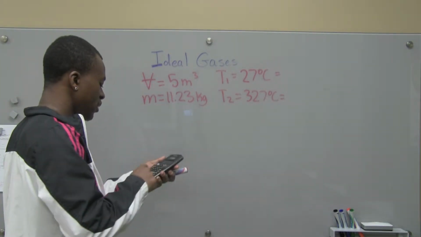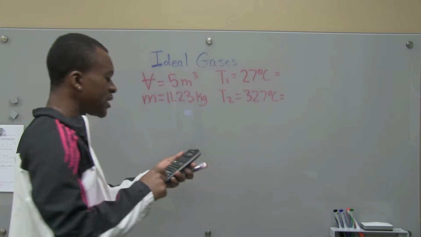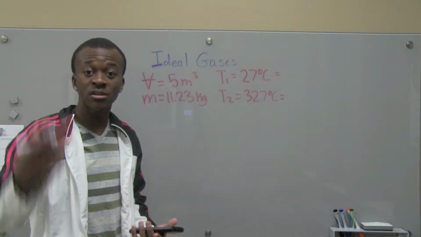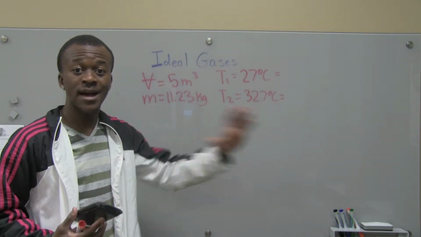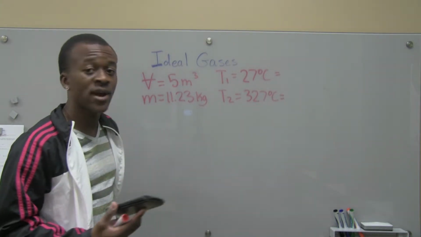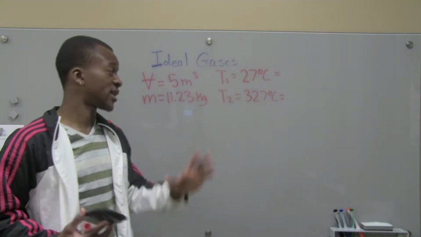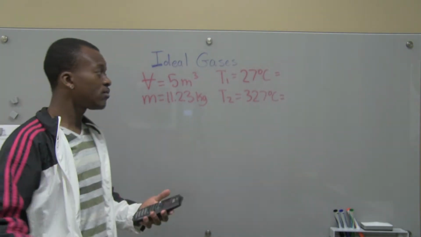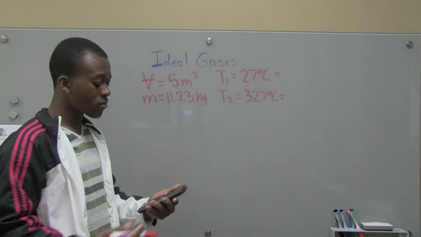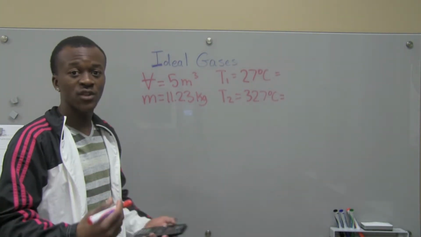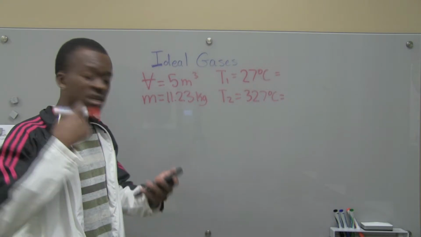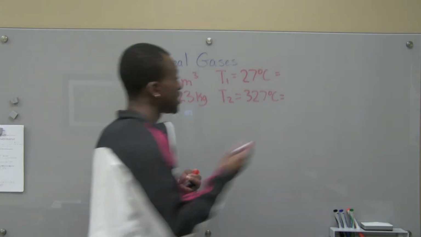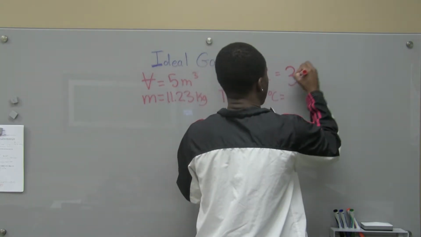Now, when you're dealing with an ideal gas, always convert to the absolute scale. So if you're dealing with Fahrenheit, convert to Rankine. If you're dealing with Celsius, convert to Kelvin. That's what I meant to say. So to get from Celsius to Kelvin, we add 273.15. But I personally just round it down and add 273. So 27 plus 273 is 300 Kelvin.